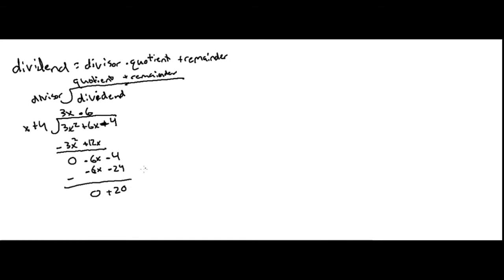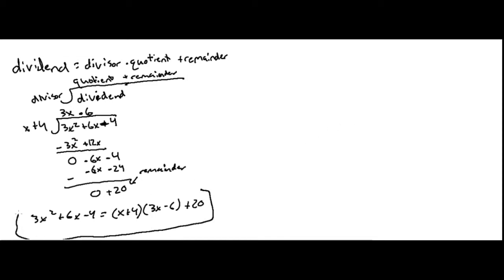So we're going to write this now as the equation above. We're going to have our dividend, which was the 3x squared plus 6x minus 4. It's going to be equal to our divisor, which is the x plus 4. Now our quotient, which is what we solved for up here, the 3x minus 6, put that down here, then plus our remainder, which we found to be 20. So that's the answer to that problem.